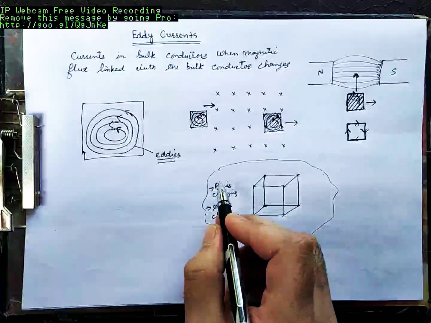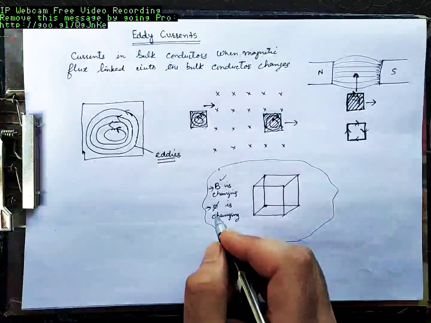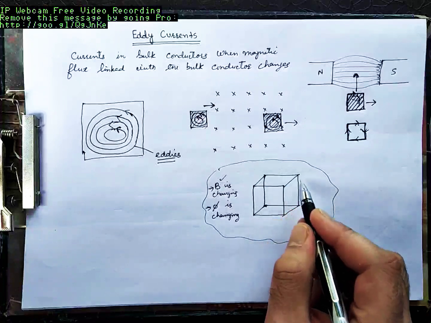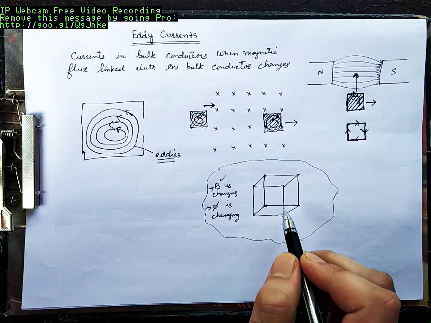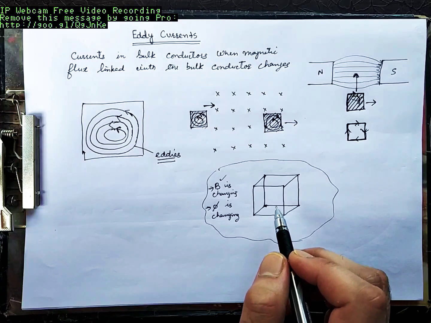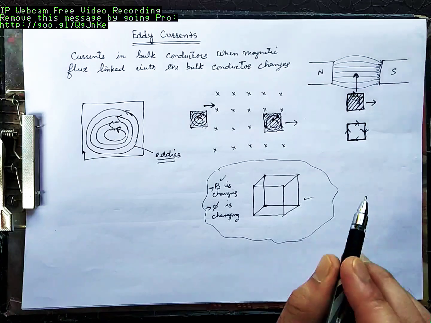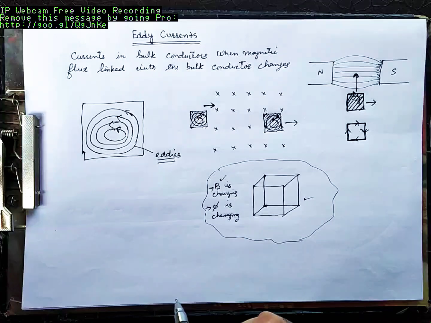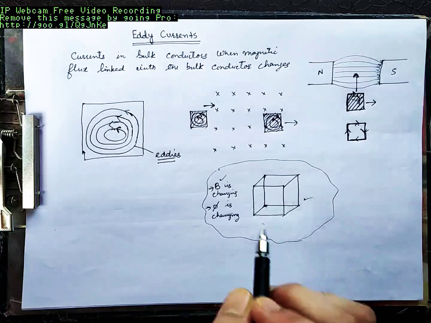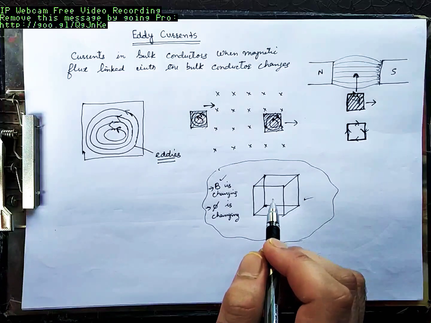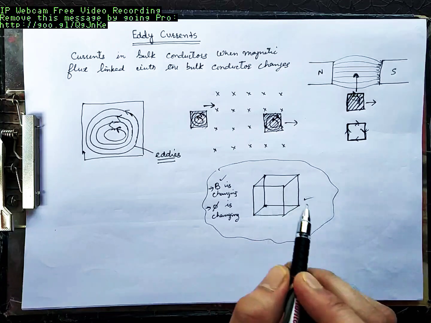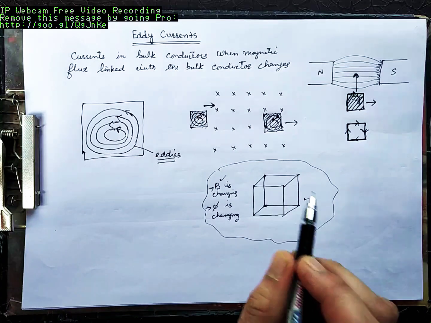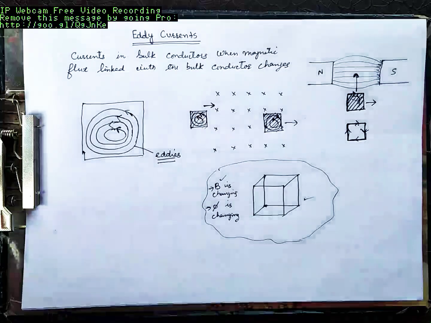When magnetic flux density B is changing or magnetic flux phi is changing, magnetic flux linking through this is continuously changing. We do not intend to produce any voltage over this, but we have simply kept this inside a magnetic field where magnetic field is changing. So flux through this is changing. When flux through this is changing, there will be an induced EMF that will produce a current. That induced current will flow through the conductor.